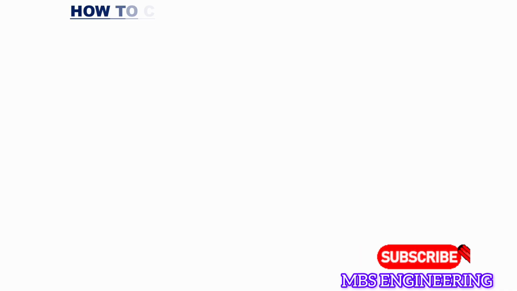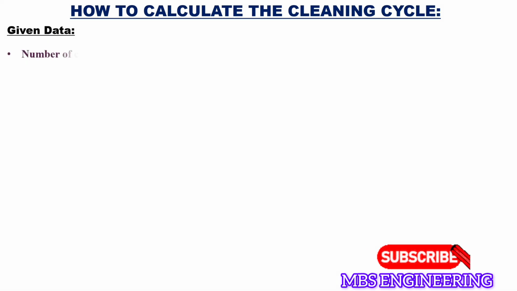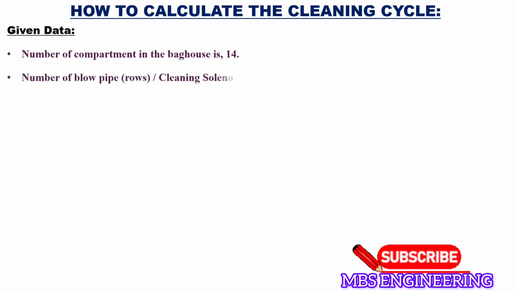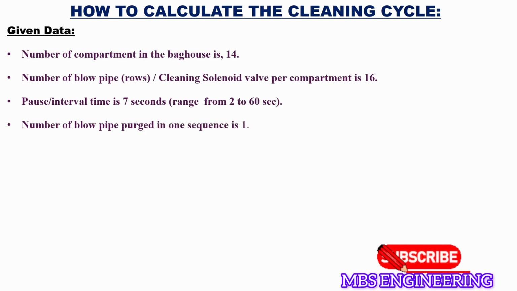Next, we will learn and understand how to calculate the baghouse cleaning time. Given data: the number of compartments in the baghouse is 14. The number of blowpipes in the rows, or cleaning solenoid valves per compartment, is 16. The pause or interval time is 7 seconds. It normally ranges from 2 to 60 seconds. The number of blowpipes purged in one sequence is 1.